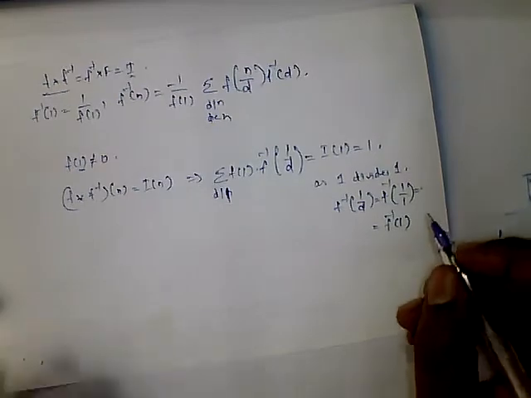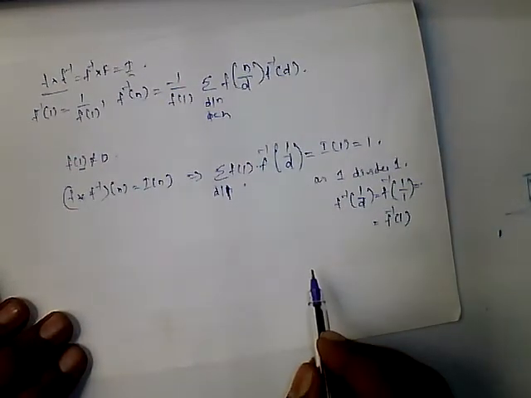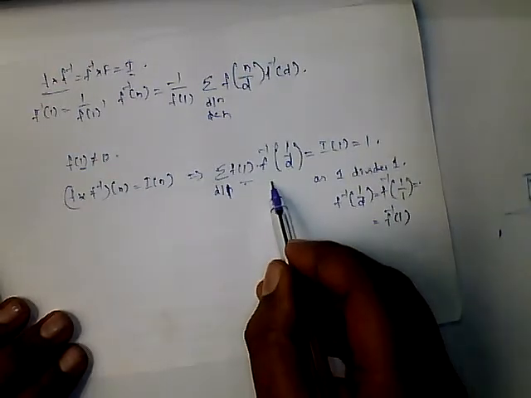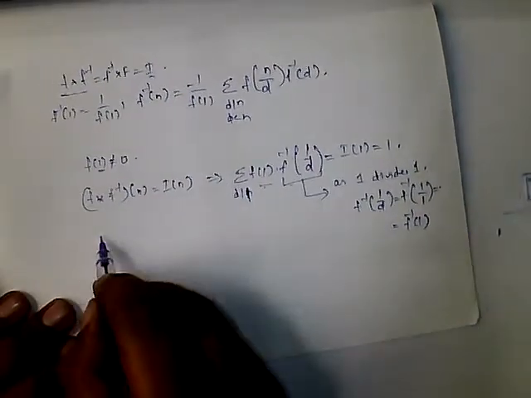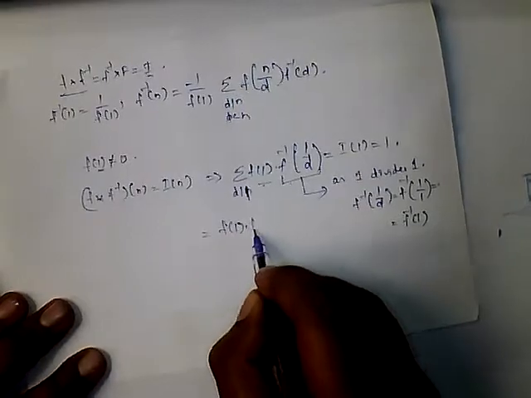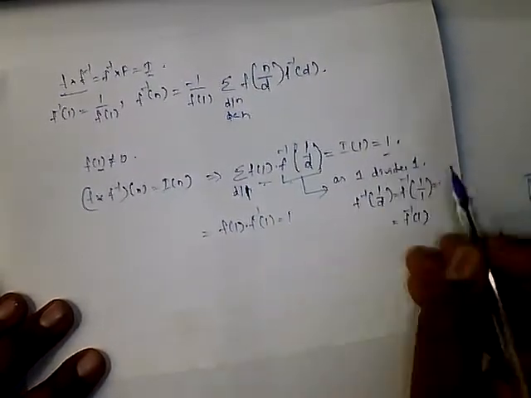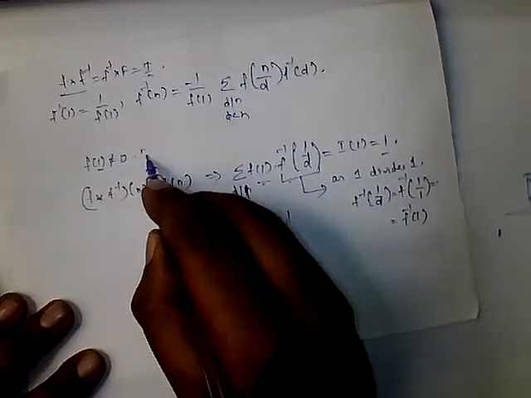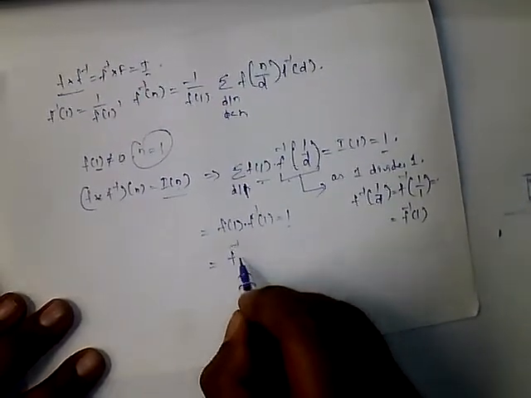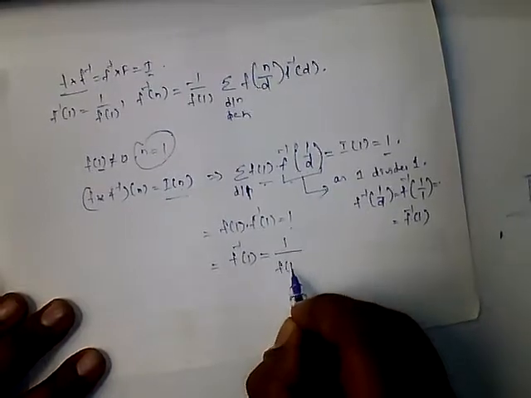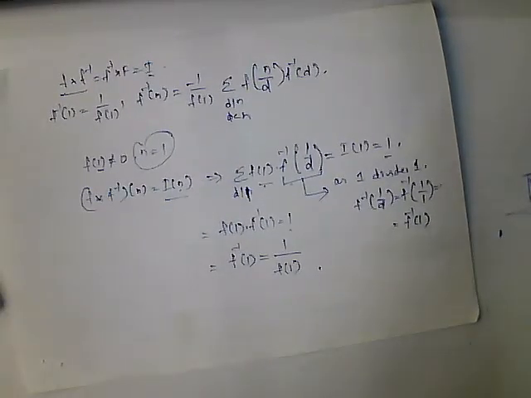From this we got f of 1 and f inverse of 1. I have explained this right over here. From this I got f of 1 times f inverse of 1 equal to 1, since in place of n we have taken n equal to 1. So we got 1, and then from here we have f inverse of 1 equal to 1 by f of 1. So by this we have proved that it has a unique solution for f inverse of n. This is what we have proved.